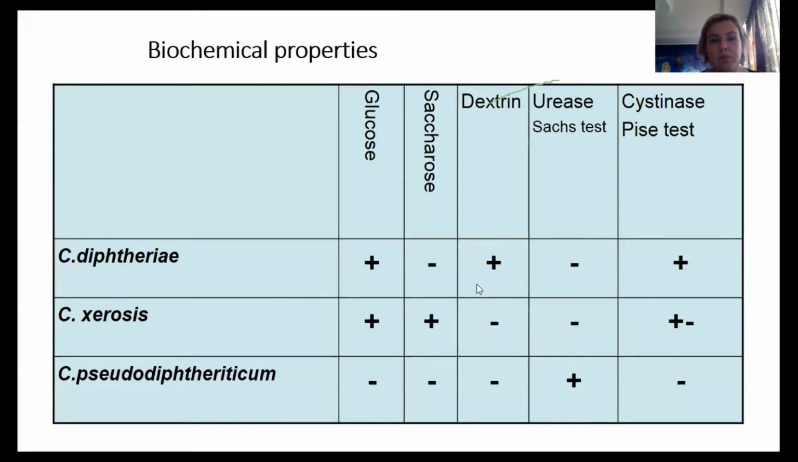And what we can see on this table: diphtheria can ferment glucose and dextrin, does not produce urease, and produces cystinase. Non-pathogenic bacilli ferment glucose and saccharose for Corynebacterium xerosis, do not produce urease, and have a variable cystinase test, Pizu test. Corynebacterium pseudodiphtheriticum has positive urease, positive Zaks test, and negative cystinase test, Pizu test.